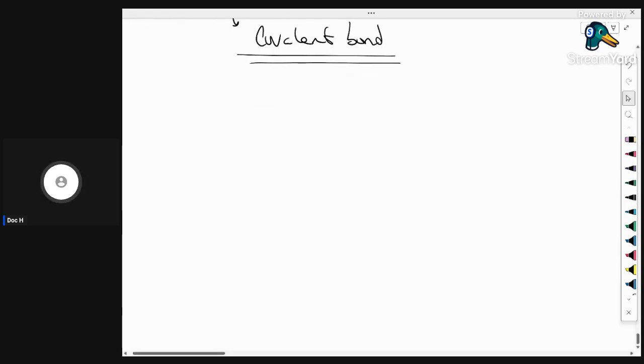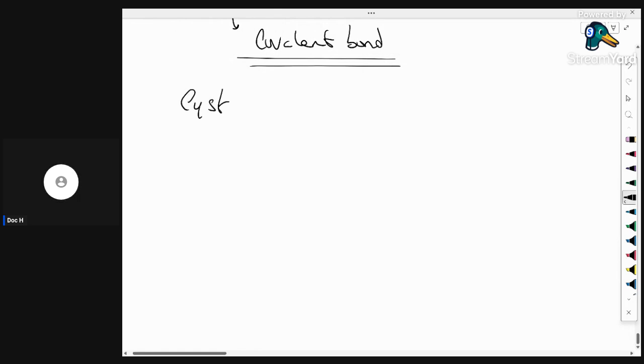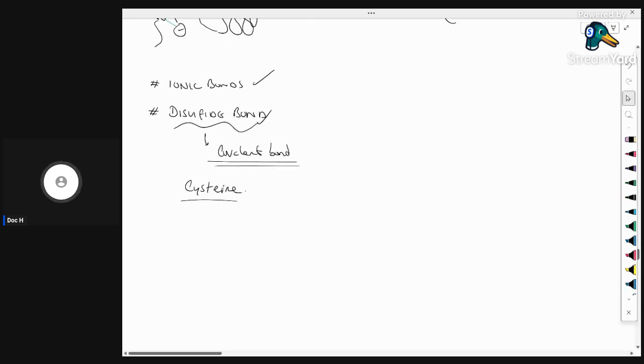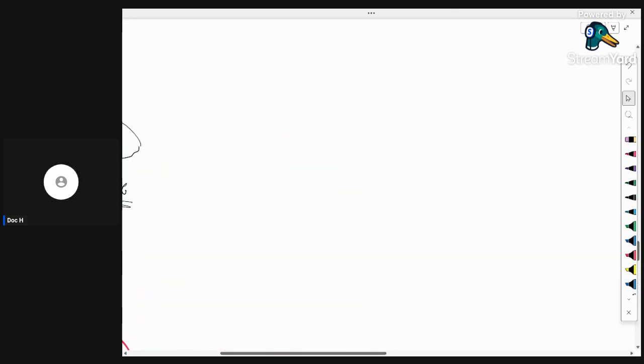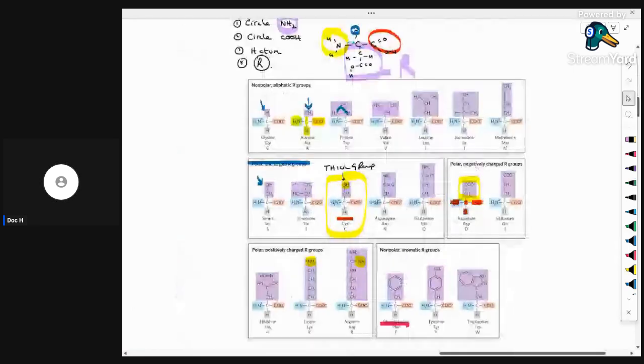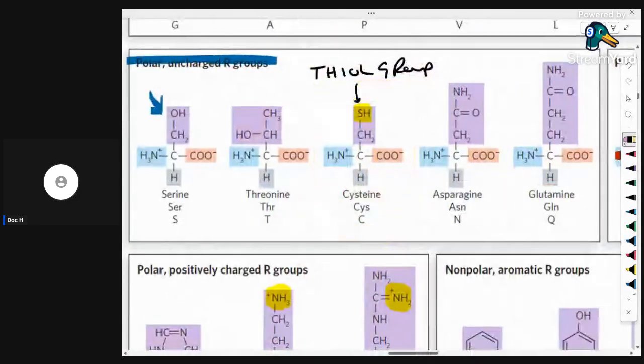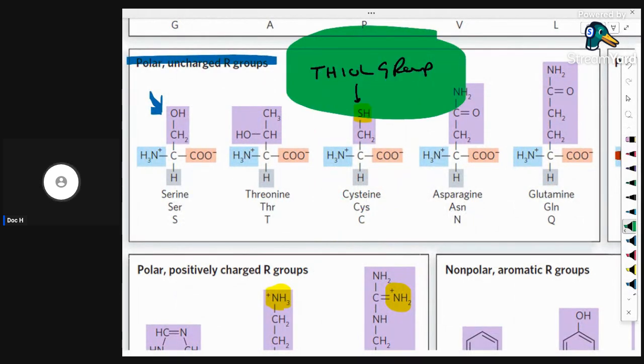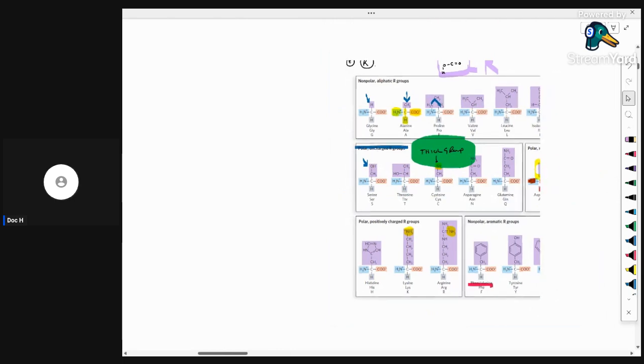And this is where the amino acid cysteine comes in. Actually, I'll write that clearer. And if we scroll all the way back up to our amino acid R groups, and we look at cysteine here, I told you that we needed to remember it because it's got a thiol group. It's got this SH group on it.